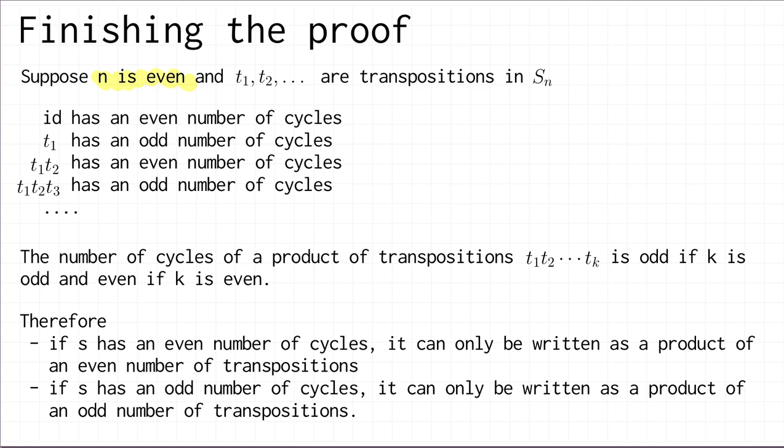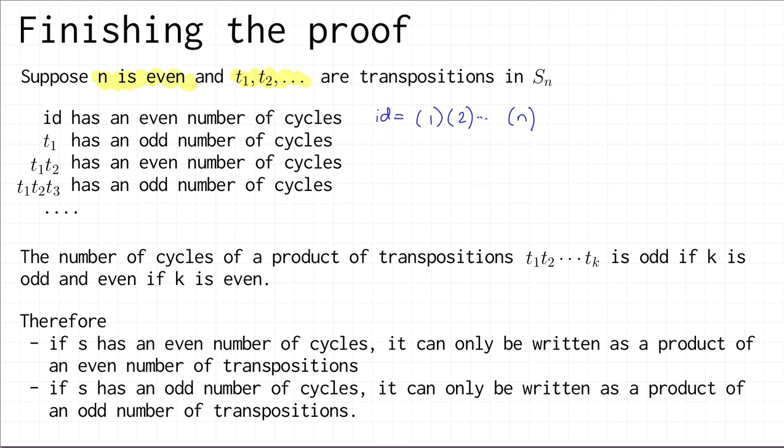So we have an even number n, and we have transpositions T1, T2, T3, and so on, belonging to S_n. And I want to think about the number of cycles in products of transpositions. I want to see what we can say about the number of cycles in a product of k transpositions for any k. In fact, we can say whether that is odd or even using the result from the previous slide. Because if you think about the identity permutation, that's equal to, if we write down its full disjoint cycle decomposition, we've got to put in all the 1-cycles. And of course, we're assuming n is even, so that is an even number of cycles. So the identity has an even number of cycles.